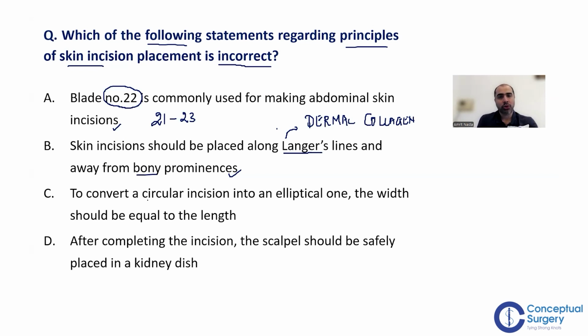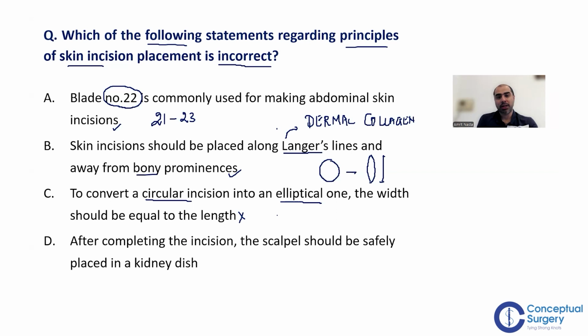To convert a circular incision into an elliptical one, the width should be equal to length. So if it's a circular incision and you want to make it elliptical, in an elliptical incision, obviously the length has to be more, the width has to be less. If the width and the length are the same, obviously it will remain a circular incision. I mean, it's just a play upon words.